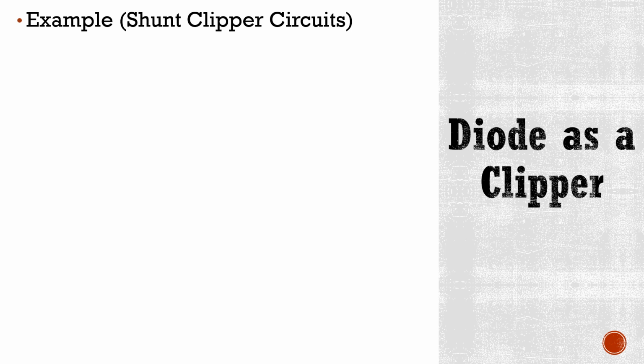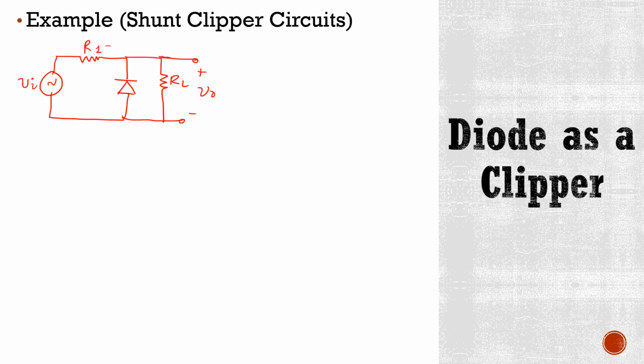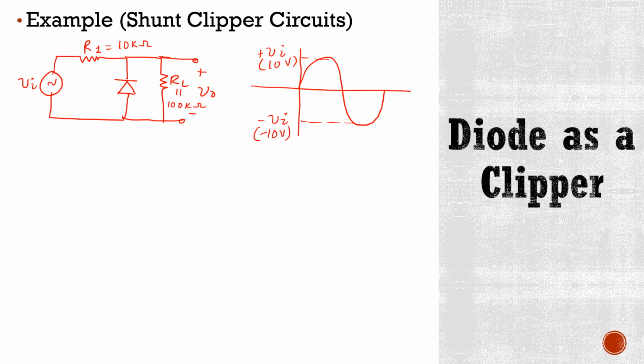Now look at this example. If you have a circuit like this, where we have a load resistor here, this is plus, minus, this is V0, this is R1, this is Vi. Okay, if this R1 is 10 kilo ohms and this RL is 100 kilo ohms, if your input signal looks like this, where this is plus Vi and it is 10 volts, and this is minus Vi and it is minus 10 volts. So how are you going to start your analysis?